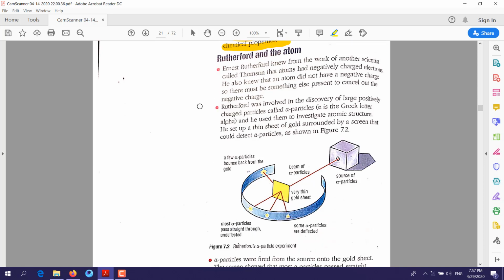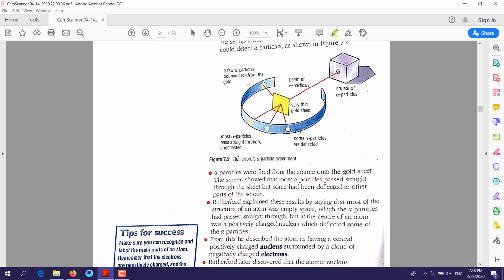Rutherford and the atom. Rutherford was a scientist. He tried to explain the structure of the atom, and he did an experiment. It had a source of particles, and here we have a foil or a sheet made up of gold, and behind it there was a screen. So how did he do the experiment? This source sends particles here, and this gold is made up of atoms of gold.